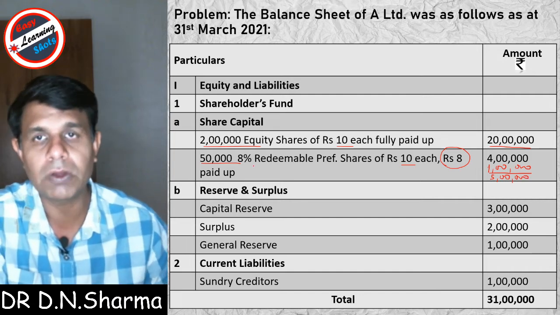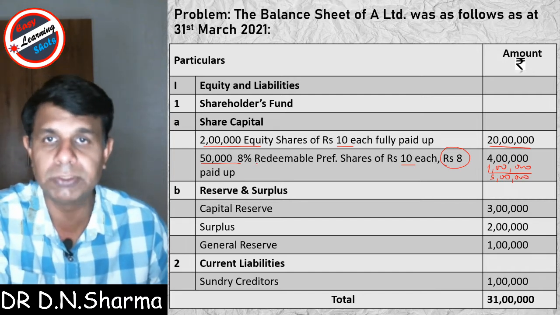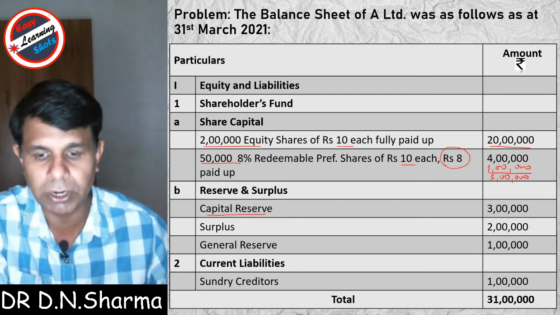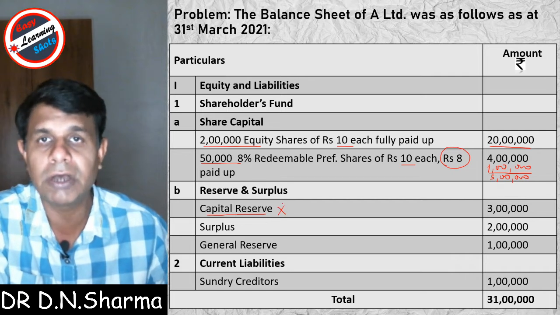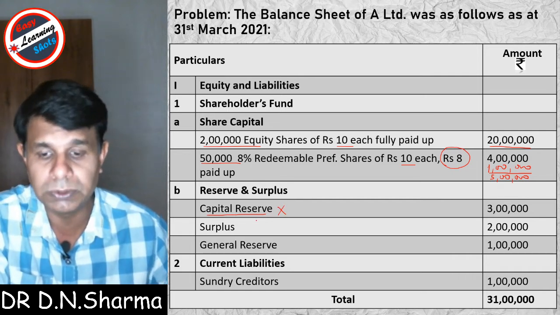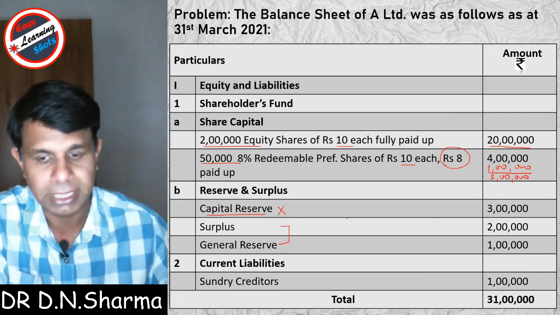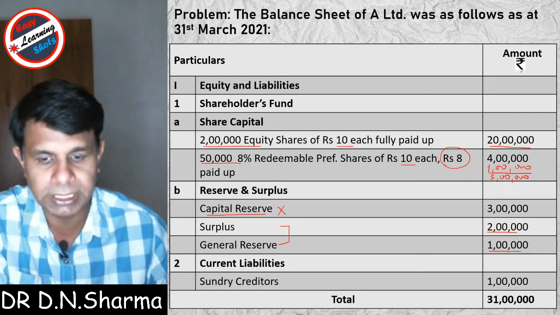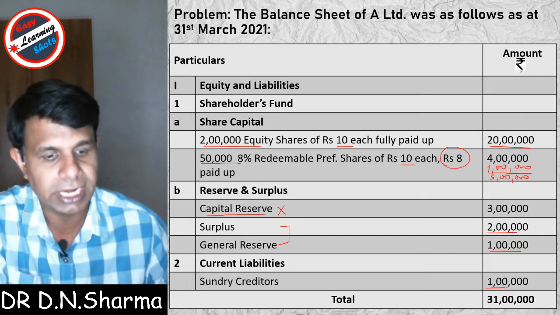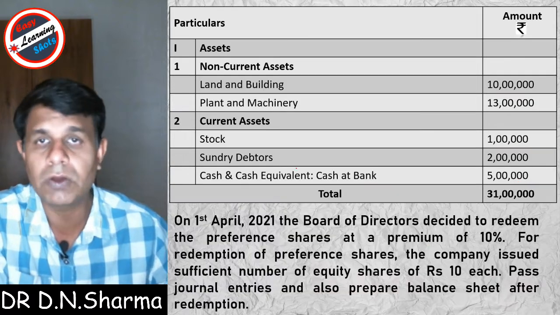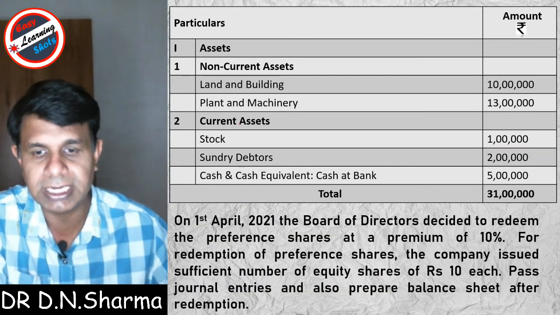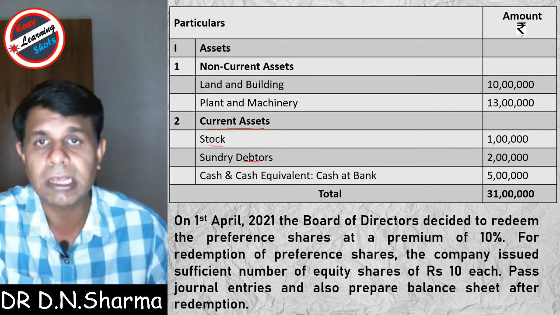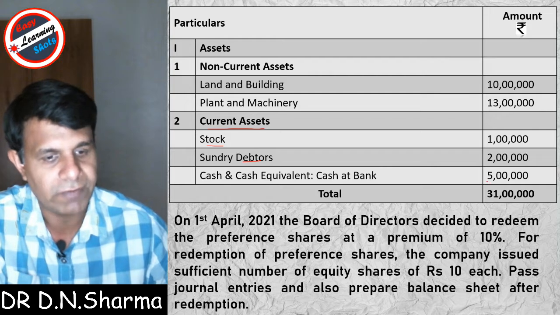Now when we are talking about free reserves which are used for redemption of preference shares, here we have 3 reserves. One is capital reserve, which is not used in the redemption process. Out of profits, we can only use surplus account and general reserve. In surplus account we have 2 lakh rupees, and in general reserve we have 1 lakh rupees. Under current liabilities we have sundry creditors of 1 lakh. Now when we are talking about assets, we have non-current assets and current assets. Under current assets we have stock, debtors, and the company's bank balance stood at 5 lakh rupees.